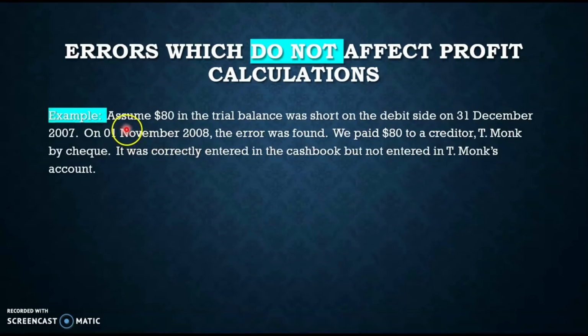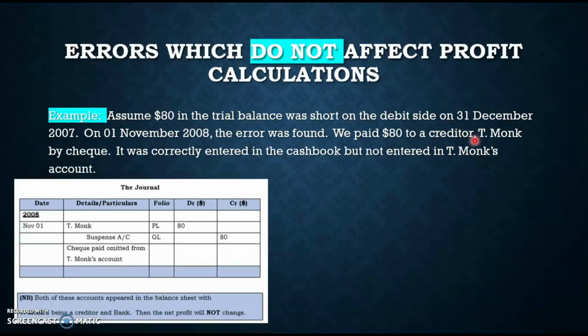So here's an example. Assume $80 in the trial balance was short on the debit side on the 31st of December 2007. On the 1st of November 2008, that is almost a year later, the error was found. We paid $80 to a creditor, T-Monk, by check. It was correctly entered in the cash book but not entered to T-Monk. T-Monk is a creditor, and creditors will not be found on the income statement, so that would not have affected the net profit figure or the gross profit figure. This information would be on the balance sheet.